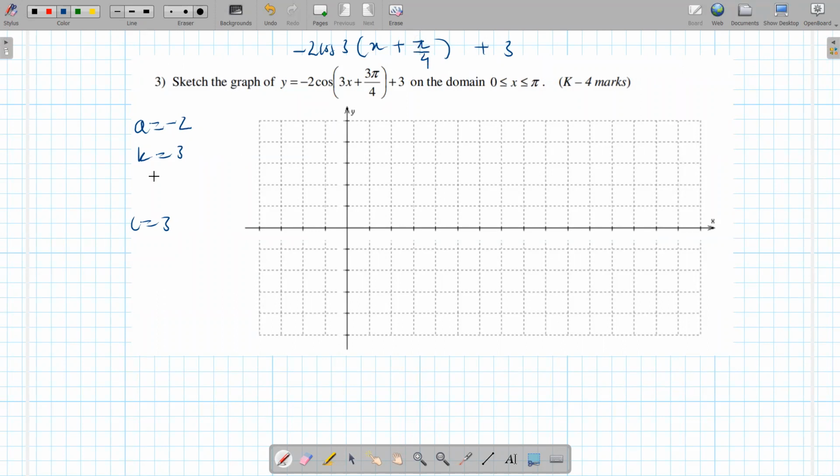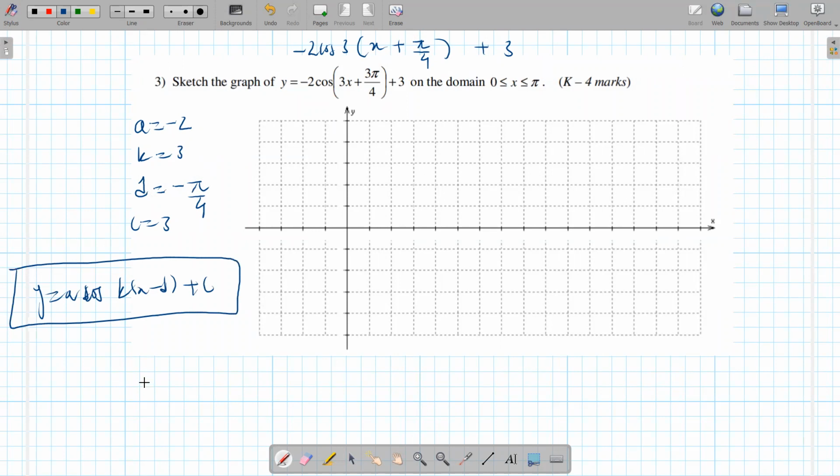Okay, there we go. So our phase shift, which is the d value, is minus pi over 4. And the notation I use is this one, y equals a sine or cos, doesn't really matter, cos k(x minus d) plus c, the one from the book. So comparing this equation to this equation, I got these 4 values, and it tells us a few things. We know the midpoint is 3. You see the c value? That's the axis of the curve. 1, 2, 3. So this is our midpoint.